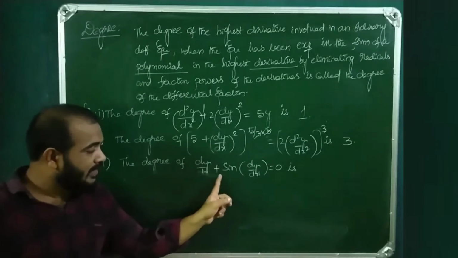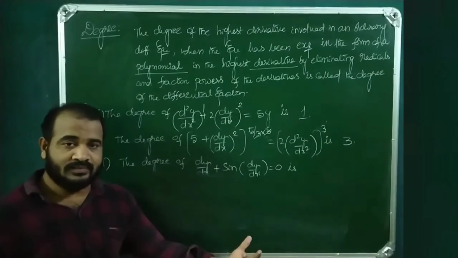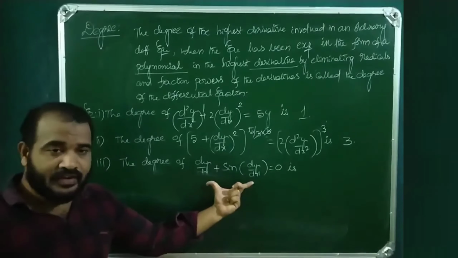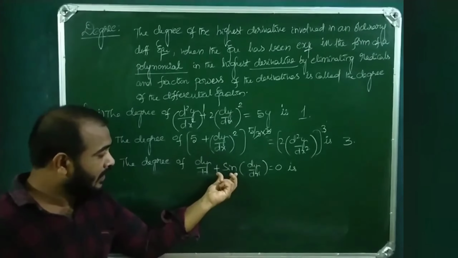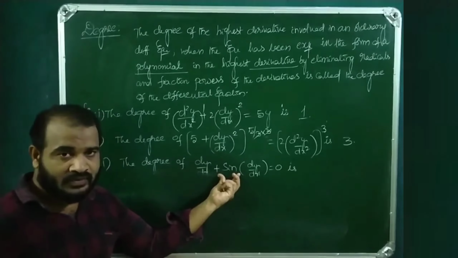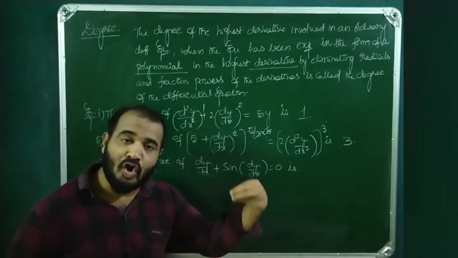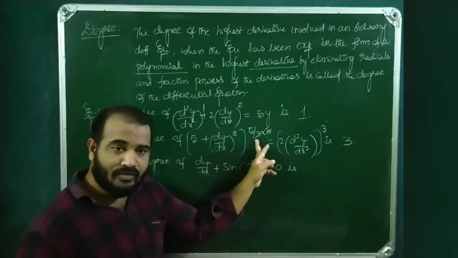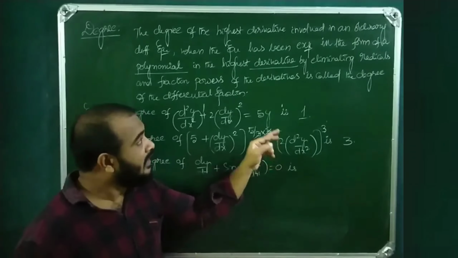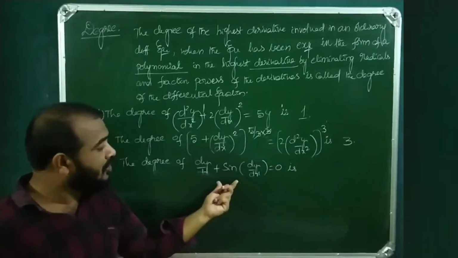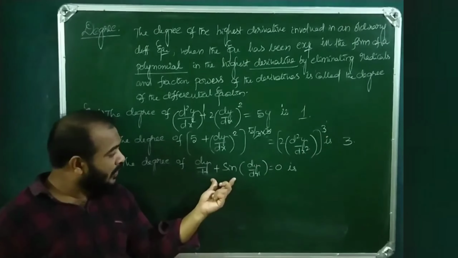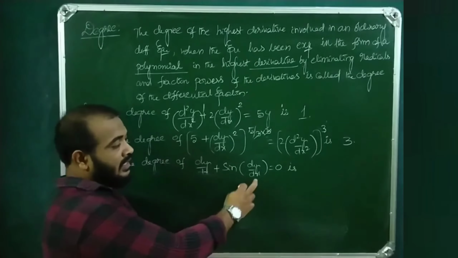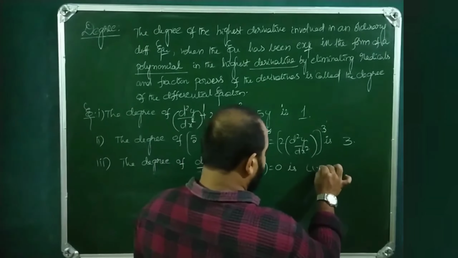Now, the degree of dy by dx plus sine (dy by dx) equals 0 is... This is not a polynomial in terms of a derivative. dy by dx is inside the sine function, so first of all, we cannot express it as a polynomial. With some effort we can express a fractional power as an integer, but actually we cannot do anything to make this into a polynomial. Therefore, its degree is undefined.